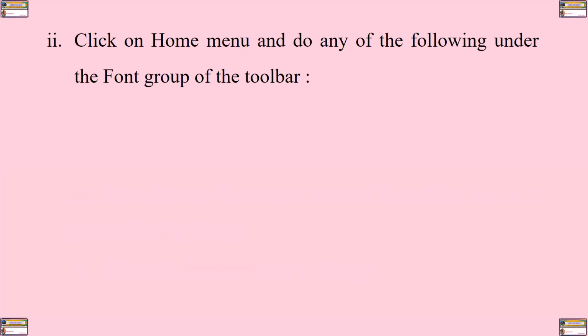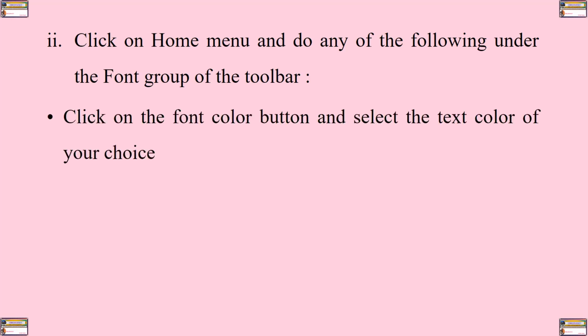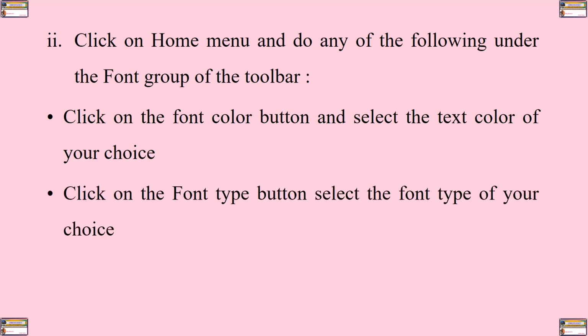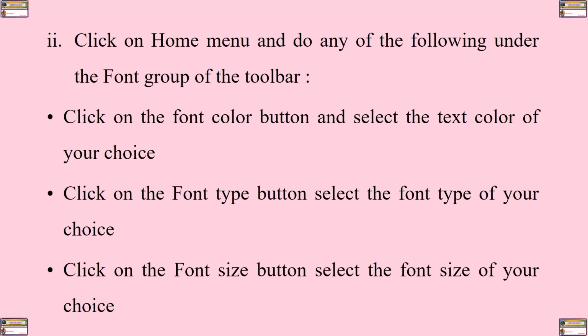Then you click on Home menu and do any of the following under the fonting group of the toolbar. You click on the font color button and select the text color of your choice. You can also click on the font type button and select the font type of your choice. You can then proceed and click on font size button. Then you select the font size of your choice.